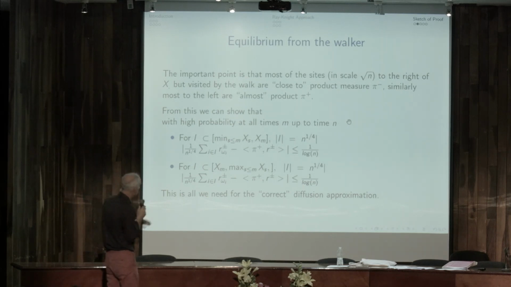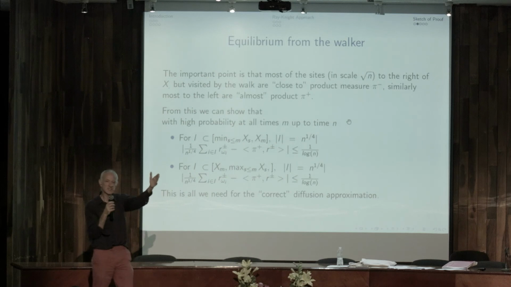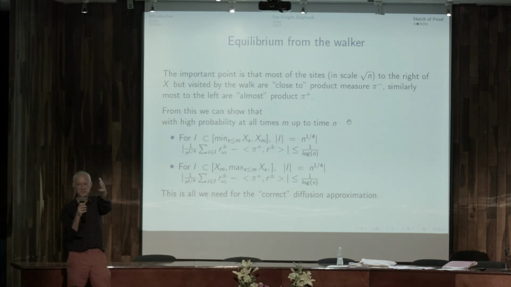What does that mean? That means, if you're looking at the first time you went from x square root of n to x square root of n plus 1, to the right, what you're looking at is a Markov chain. If you're looking at a site to the right, you're looking at a Markov chain which has moved to the left. It's moved to the left because you're at x.